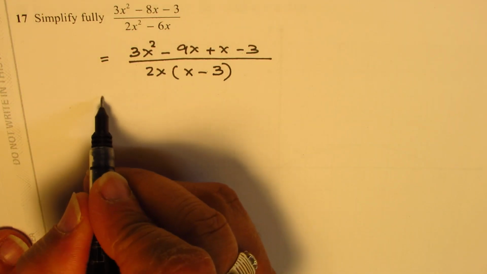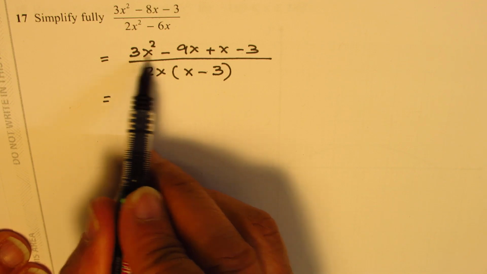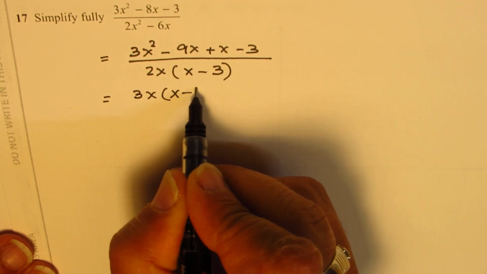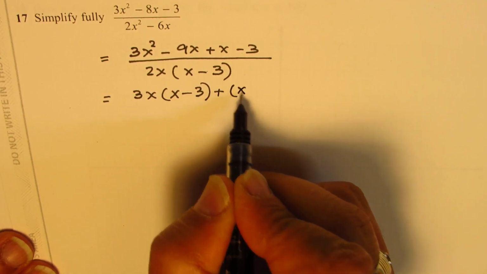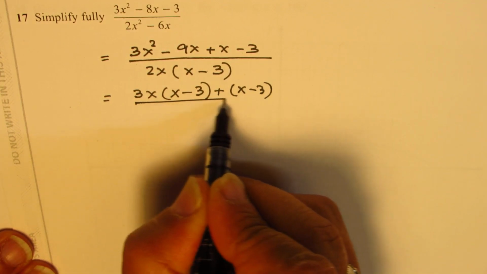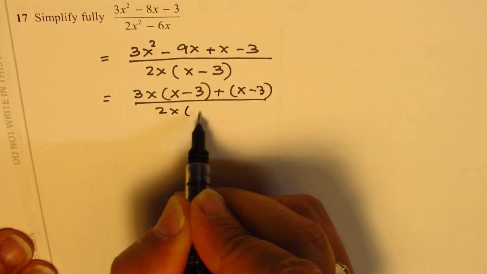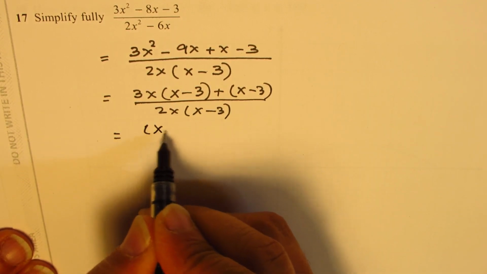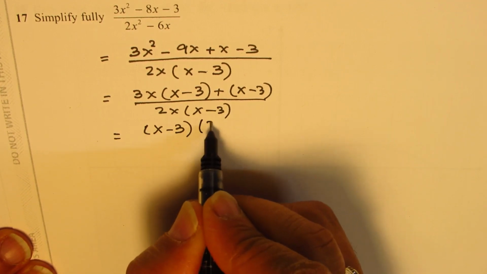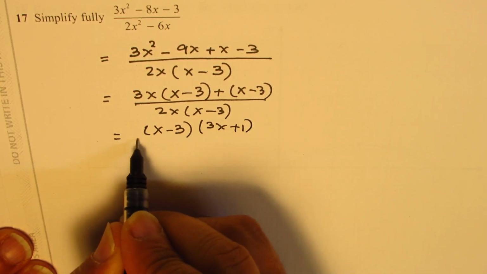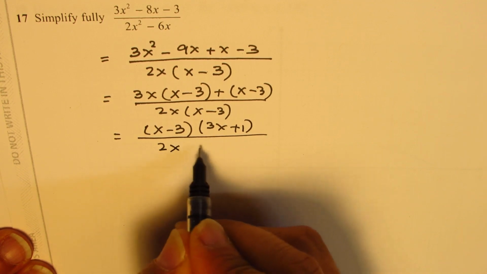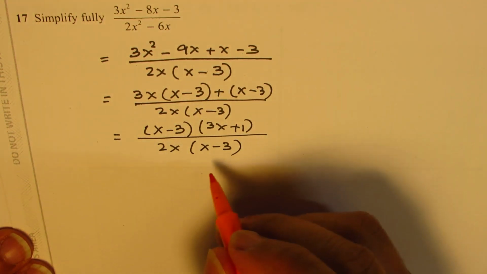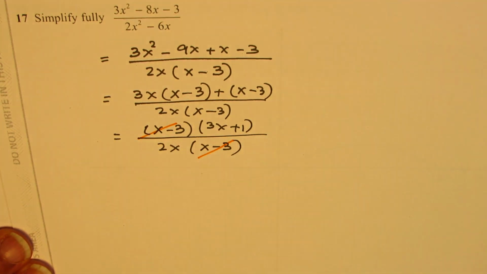Now in the numerator, 3x is common in the first two terms. We get x minus 3. Here we have x minus 3 as such. Now we have 2x times x minus 3. We can take x minus 3 common in the numerator. We get 3x plus 1 as the other term. Denominator is 2x times x minus 3. Now x minus 3 and x minus 3 can cancel.